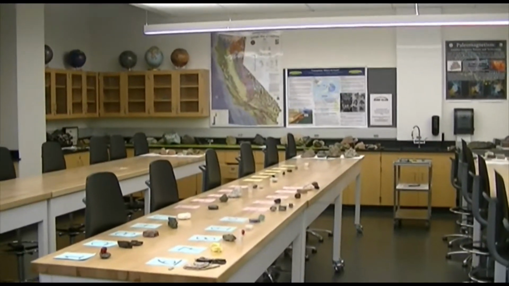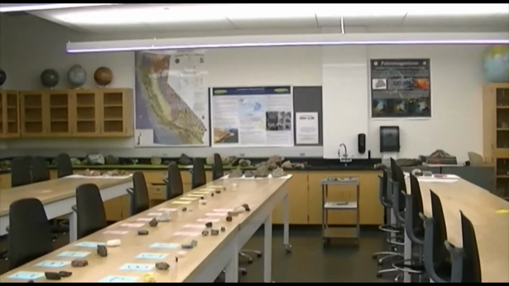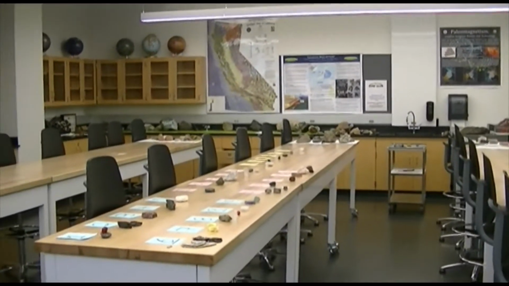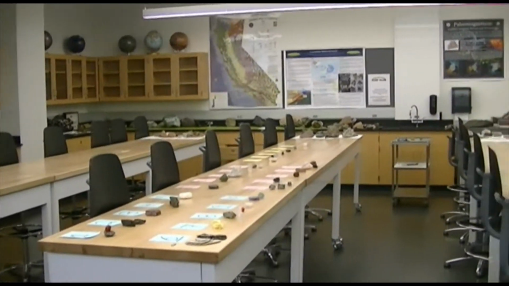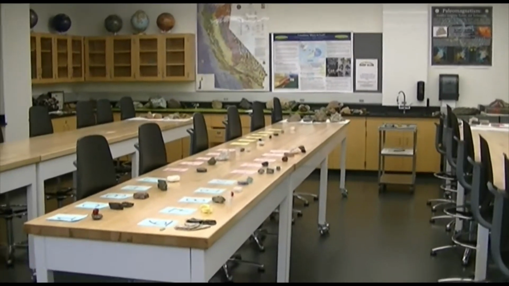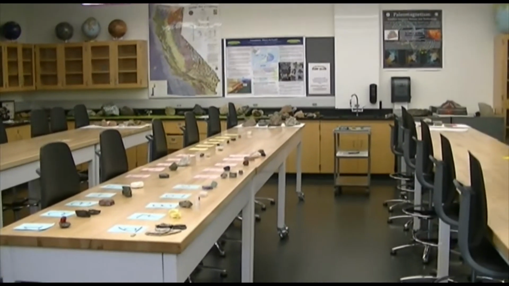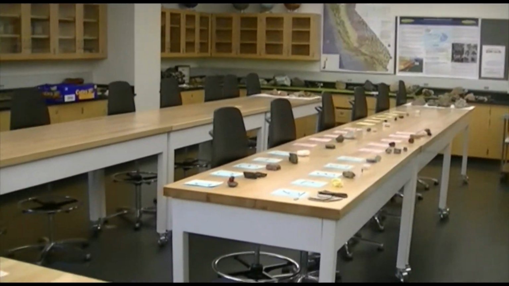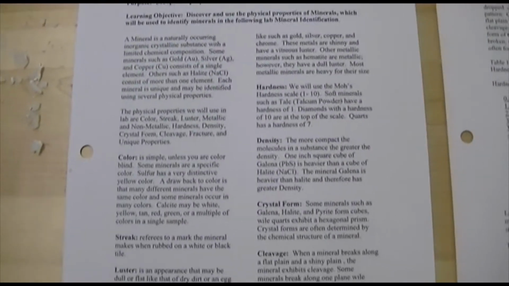So lab number 3 consists of mineral properties. We're not going to identify minerals this week. What we're going to do is look at the tools you need in order to identify minerals. So we're going to look at the physical properties of minerals, and those properties are what you're going to use to basically identify minerals. So we're doing lab number 3, mineral properties.